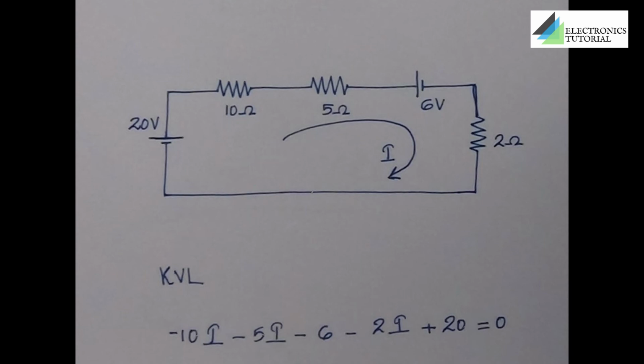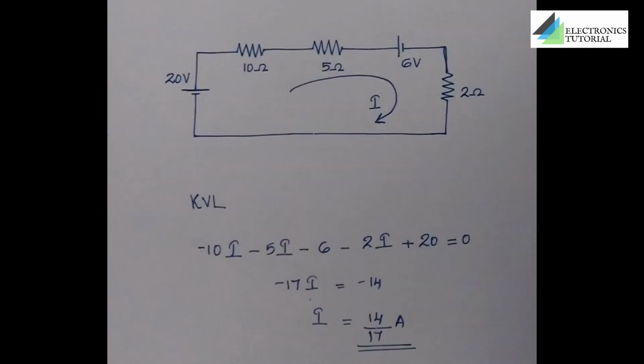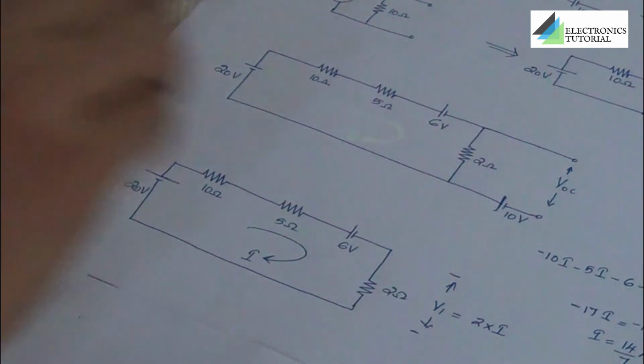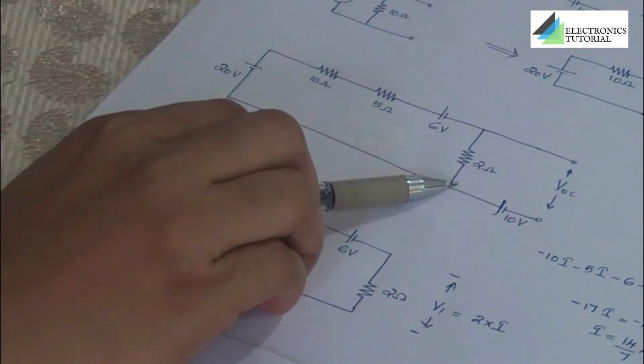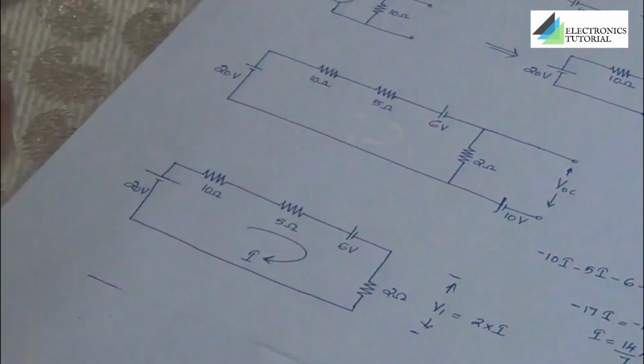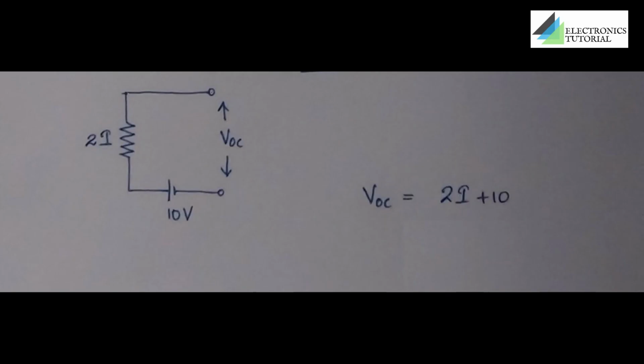So we can complete the KVL equation. Minus 10i minus 5i minus 6 minus 2i plus 20 is equal to 0. By simplifying, we can write it as minus 17i is equal to minus 14, and from that we have obtained the current value 14 by 17 ampere. And from this current value, we can obtain the voltage across 2 ohm resistor. It is written as 2 into I.